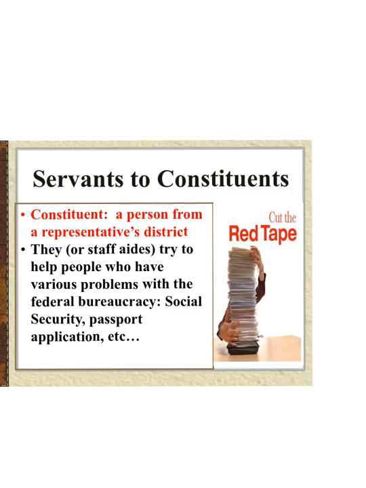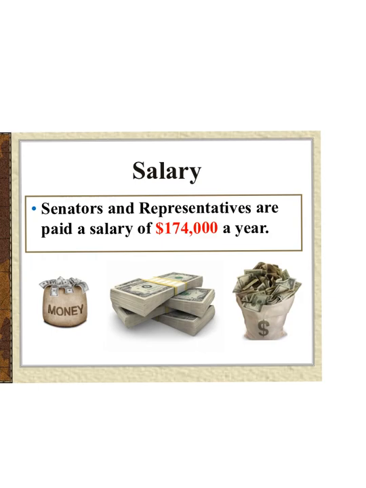Please write down the word constituent and the definition next to it. Servants to constituents. A constituent is a person from a representative's district. They, or their staff aides, try to help people who have various problems with the federal bureaucracy, whether it's issues dealing with Social Security, passport applications, and a host of other problems that may arise with government issues. Senators and representatives are paid a salary of $174,000 per year.